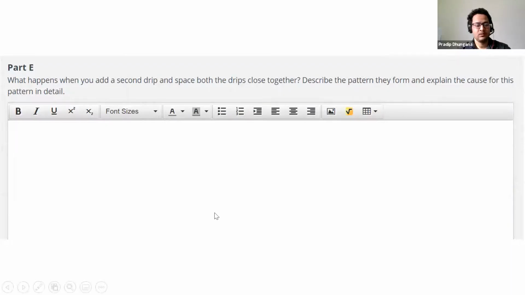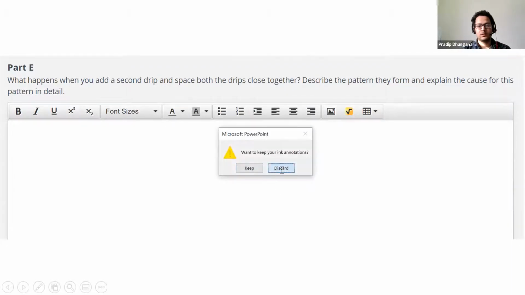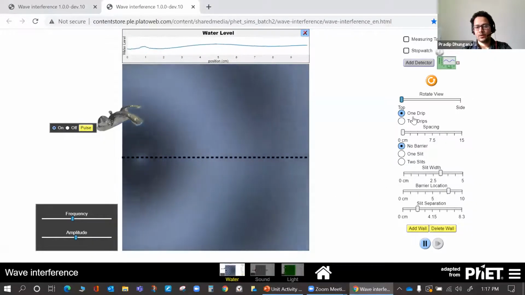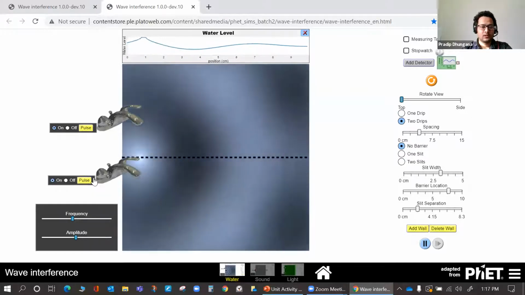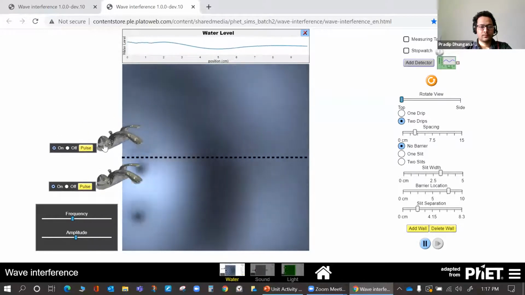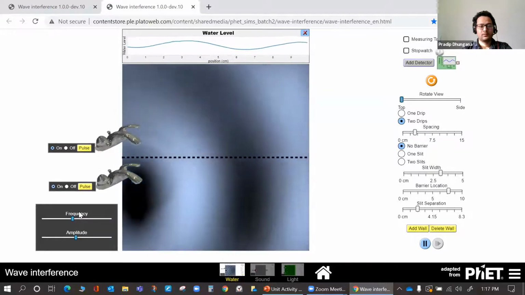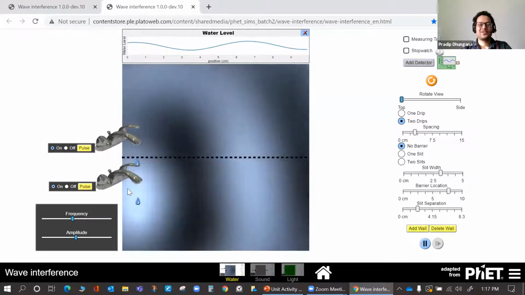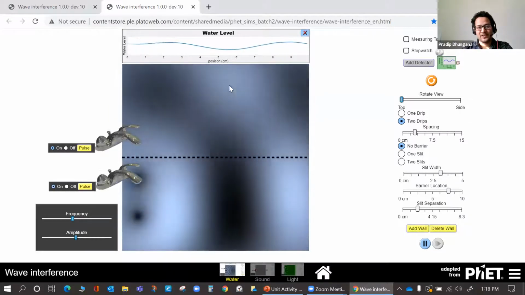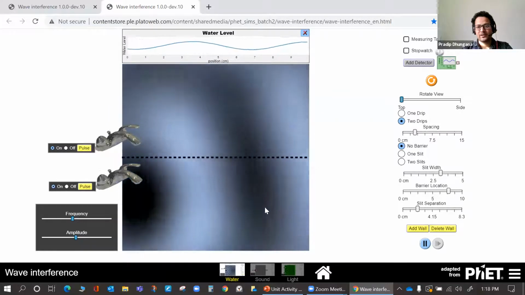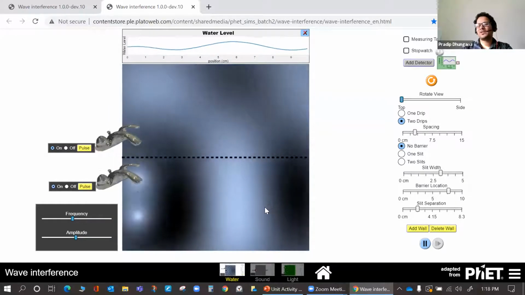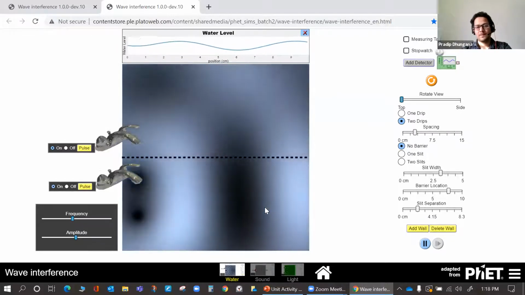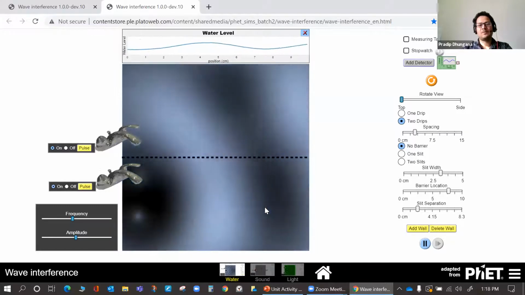Now let's go. Let's go back and then add another drip. So we have to add two drips here, and then let's put them close together. Okay, and then what will happen? So did you see that? This one is so interesting. Did you see that? Some bright pattern here. We see bright pattern and then dark pattern. Why do we see those bright and dark patterns? What do you think? What is the reason behind it? We have to answer this question.